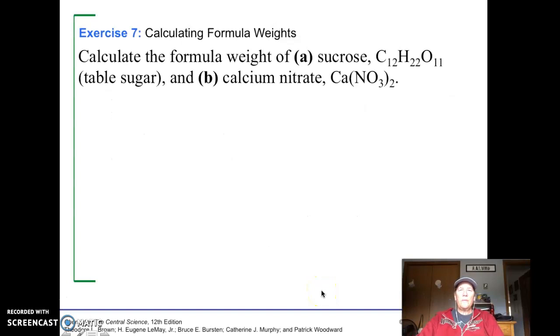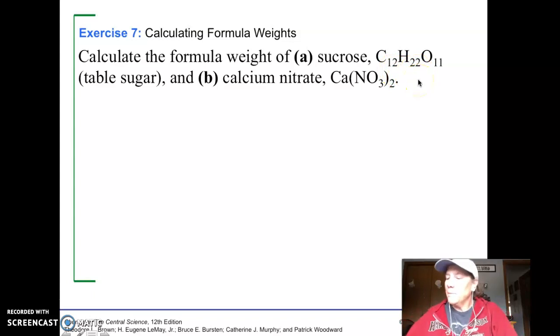Okay? Calculate the formula mass of sucrose. So I'd go C12H22O11. Okay? So the mass of carbon is 12. 12 times 12 is 144. 22 times 1, yay, hydrogen is 22.